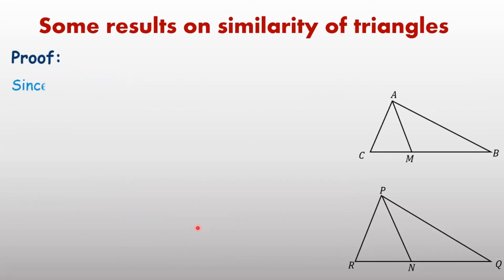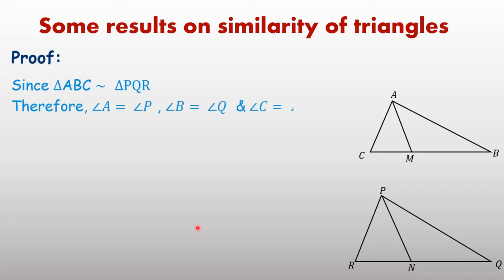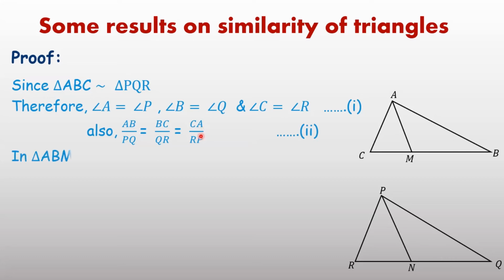Now in proof, first we start with the help of given part. And given part means triangle ABC similar to PQR. And if two triangles are similar, then corresponding angles are equal and ratio of corresponding sides are same. Now next task, we have to take triangle ABM and PQN.